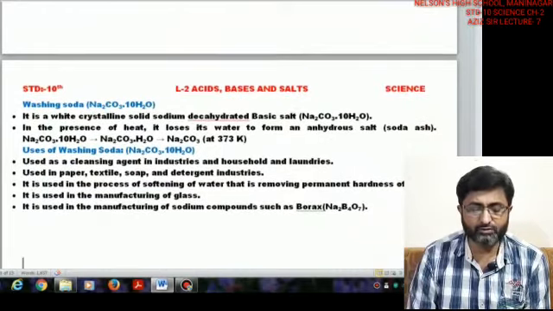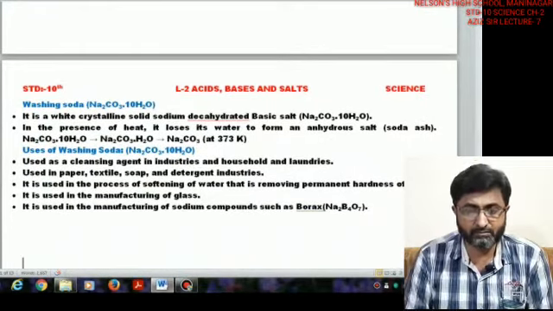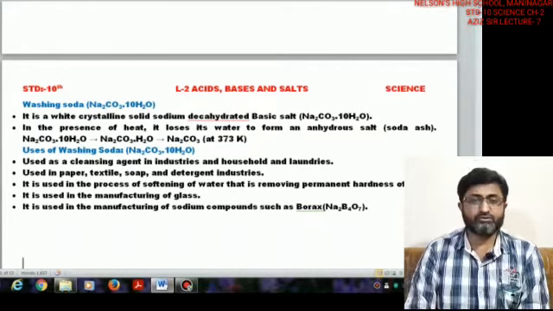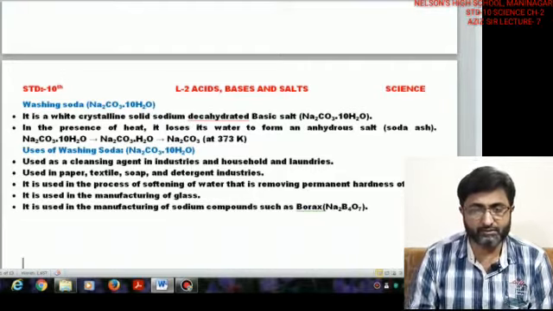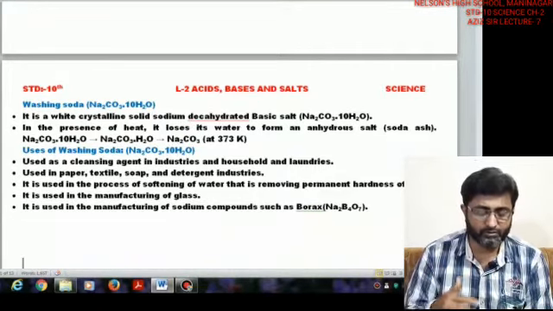The next is the uses of Na2CO3, that is washing soda. Na2CO3 dot 10 H2O, that is its water of hydration. We are going to learn that topic further in the next chapter.